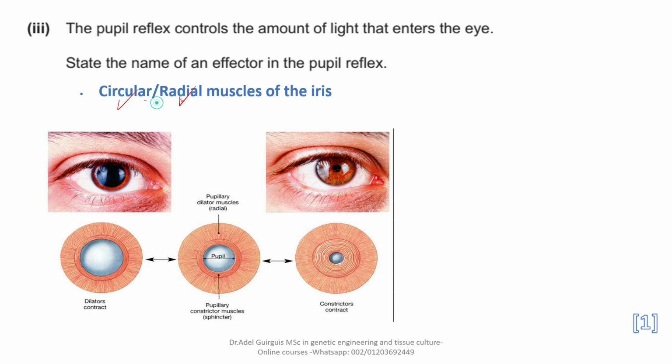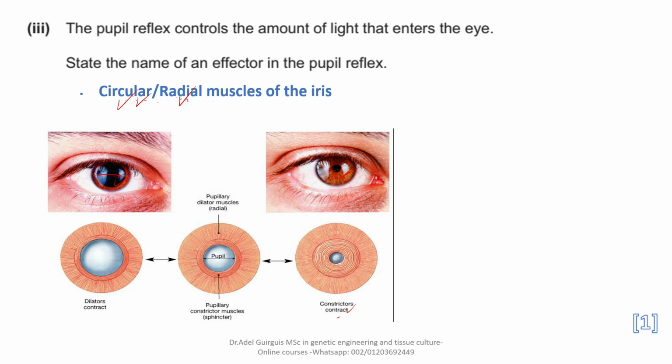They behave in opposite manner. One contracts, the other relaxes at the same time. During intense light, the circular muscle contracts and the radial muscle relaxes. What about when subjected to dim light? What would happen to the eye pupil? It becomes larger in diameter, much wider. Why? Because of the reverse: the circular muscle relaxes and the radial muscle contracts.